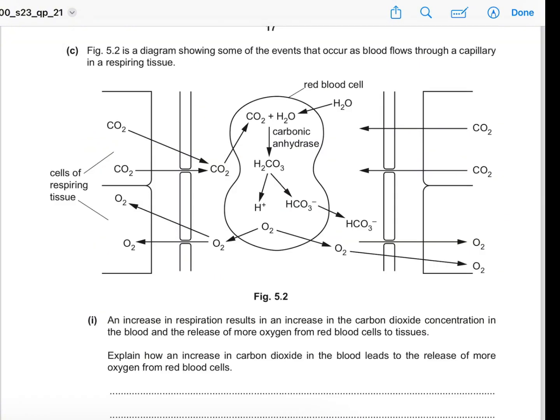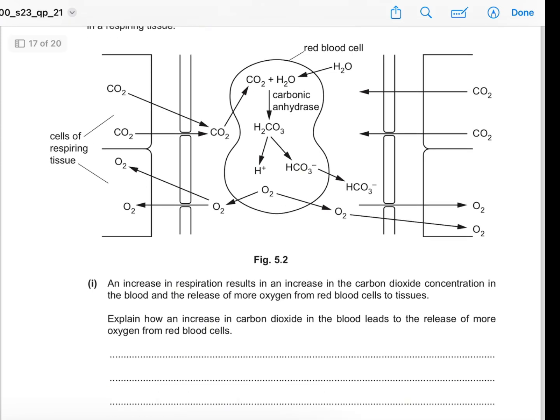Figure 5.2 is a diagram showing some of the events that occur as blood flows through a capillary in a respiring tissue. Part 1, an increase in respiration results in an increase in carbon dioxide concentration in the blood and the release of more oxygen from red blood cells to tissues. Explain how an increase in carbon dioxide in the blood leads to the release of more oxygen from red blood cells. Okay, let's start by looking at this diagram over here.